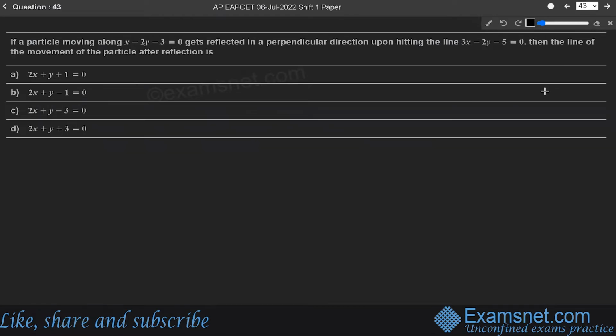Next question is, if a particle moving along x minus 2y minus 3 is equal to 0 gets reflected in a perpendicular direction upon hitting the line 3x minus 2y minus 5 is equal to 0, then the line of the movement of the particle after reflection is. See, we have two equations. The equation of the incident ray is x minus 2y minus 3 is equal to 0, and the equation for the surface is 3x minus 2y minus 5 is equal to 0.